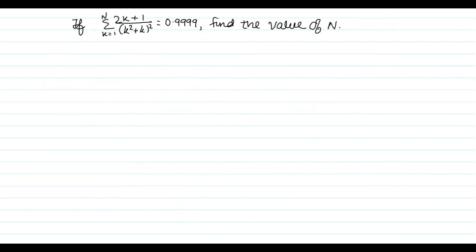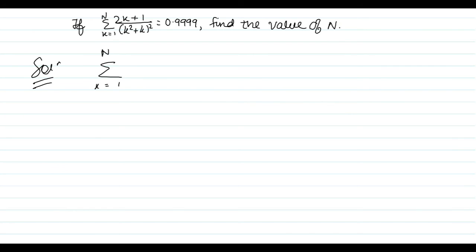And this problem deviates from geometry to sequences and series. This is the last problem, and it reads as follows. If summation k is equal to 1 up to capital N, (2k plus 1) divided by (k square plus k) whole square is equal to 0.9999, find the value of capital N. So please give this problem a try and again continue watching the video for a solution. So let me provide you with the solution.